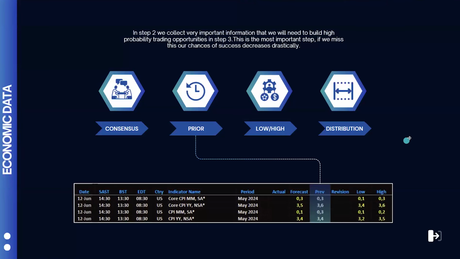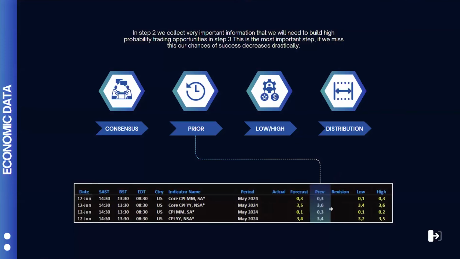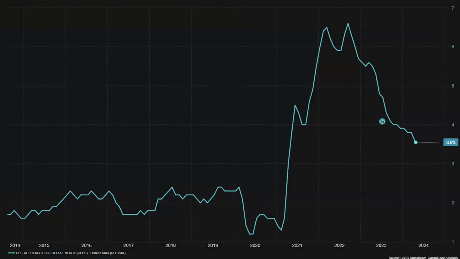So let me quickly show you guys what I mean by that. In this specific example, we are looking at the US CPI print that we had on the 12th of June. Now, notice that on the calendar, coming into this event, we know it was showing us a prior number. Let me just quickly show you guys: for the US CPI print, 3.6%. That's the prior for the core year-over-year CPI.